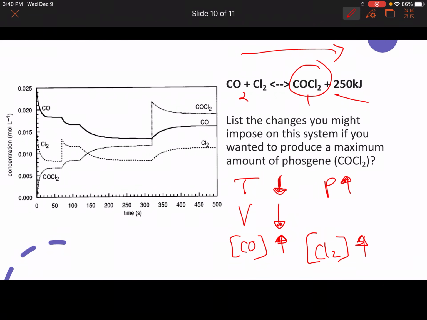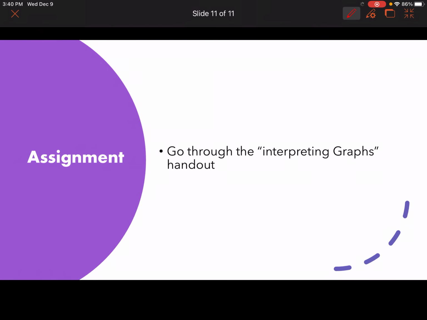So we get quite a bit of information we can infer by looking at these graphs. It gives us quite a bit of information. Now, I don't have an assignment for this, but I want you to go through the interpreting graphs handout. It's a fair bit, so I want you to go through it and really make sure that you understand what all those graphs are saying and what they mean, and it takes you through all the different scenarios there. Okay, thanks everyone.